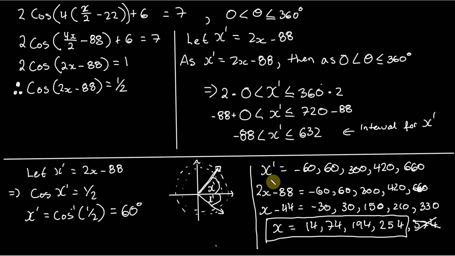These are the solutions to the equation 2 cos of 4 times (x over 2 minus 22) plus 6 equals 7.